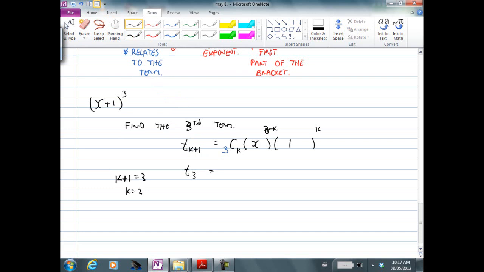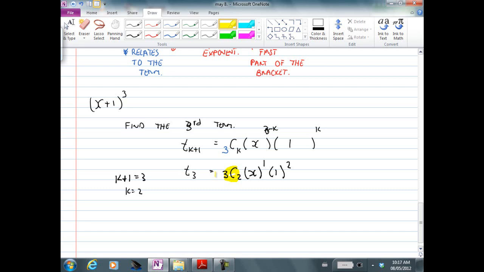So you go 3C2, x to the power of 1 because 3 minus 2 is 1, 1 to the power of 2. Punch in your calculator. 3C2. Okay, that's the NCR function.